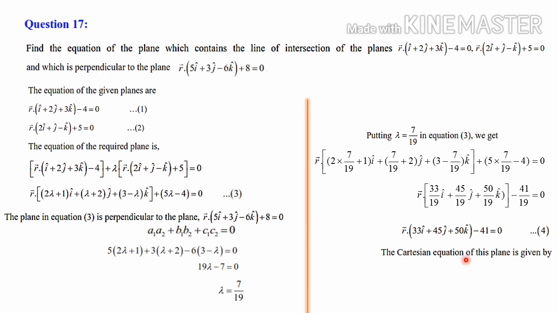So the Cartesian equation of the plane is given by using these terms, that is 33x plus 45y plus 50z minus 41 is equal to 0. So this is the required equation of the plane.